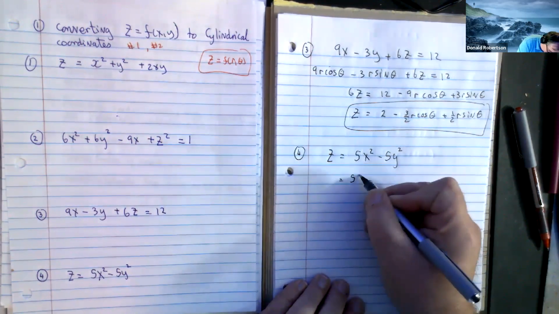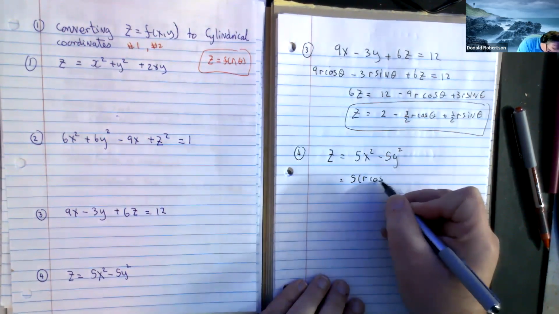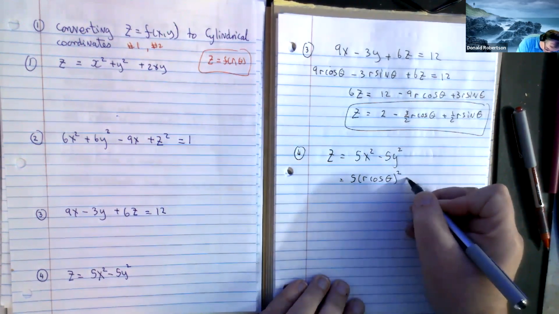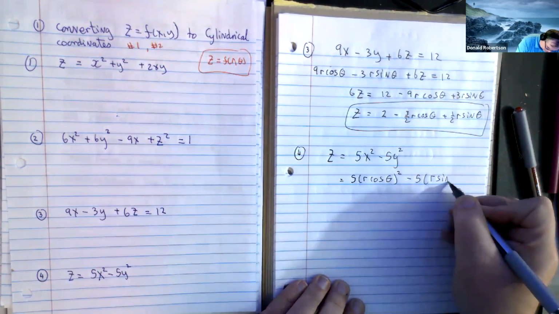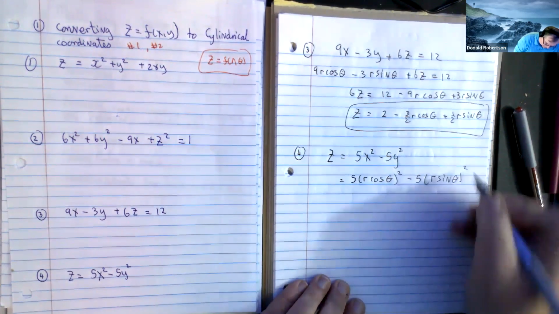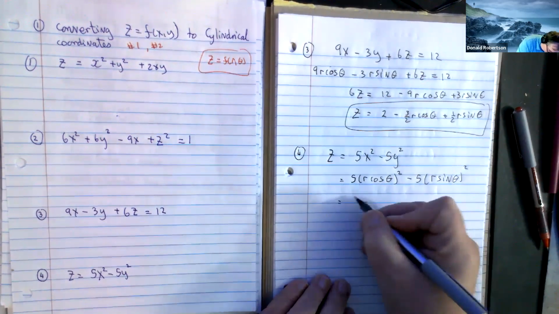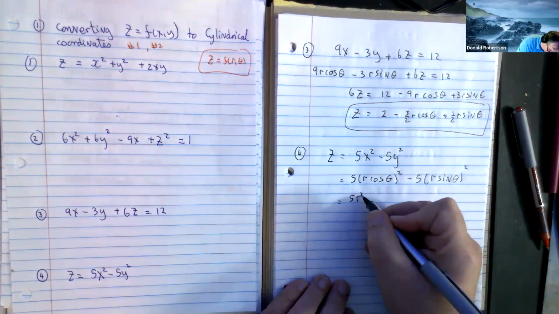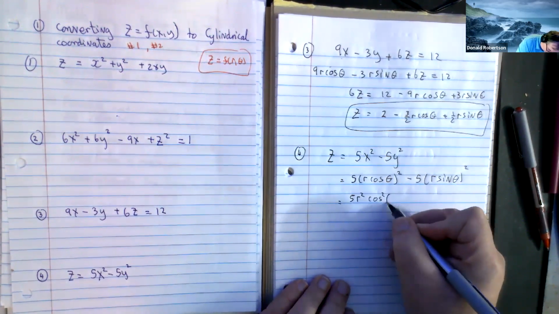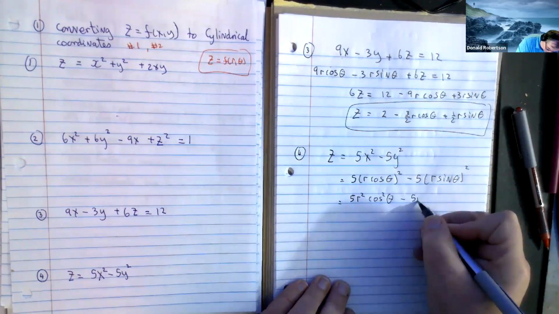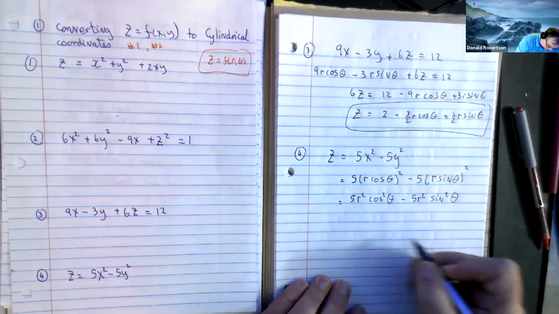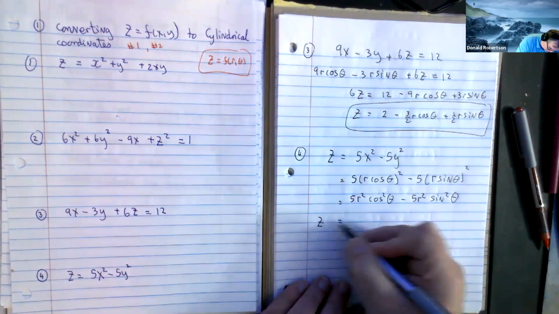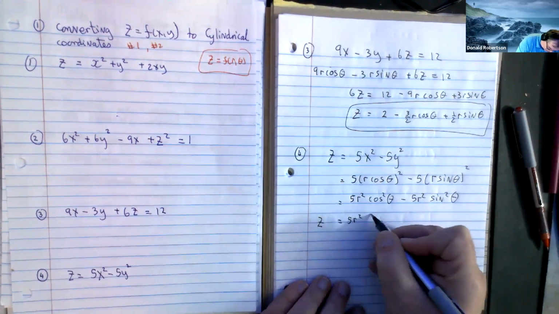So that one is going to become r cos theta squared. And that one is going to be r sin theta squared. And you end up with this. And this. I'm going to pull out a common factor.